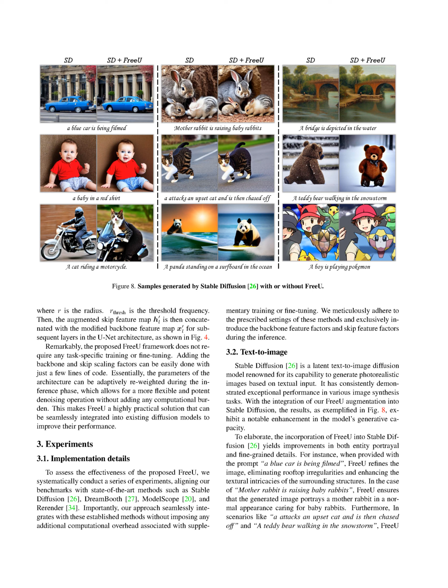It is found that increasing the scaling factor of the backbone features improves the quality of generated images, while variations in the scaling factor of the skip connections have a negligible impact. Based on these observations, a method called FreeU is proposed, which leverages the strengths of both the backbone and skip connections to enhance the denoising capability of the U-net architecture. This method does not require additional training or fine-tuning and can be easily integrated into existing diffusion models.